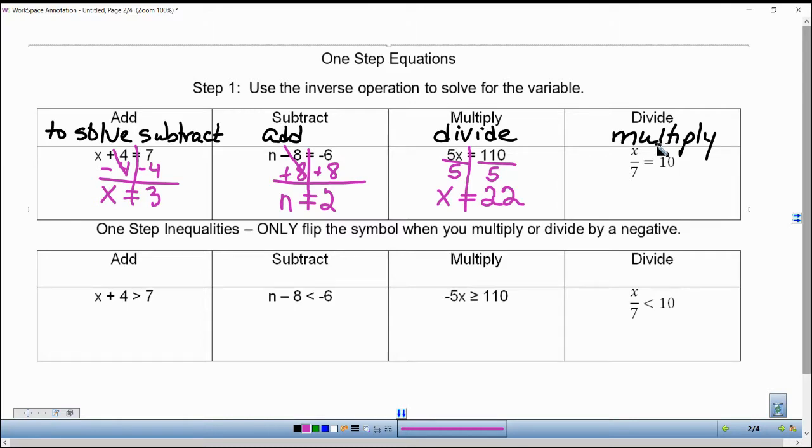And then our division one, you take this division by 7 and you have to multiply by 7. So then x equals 70.